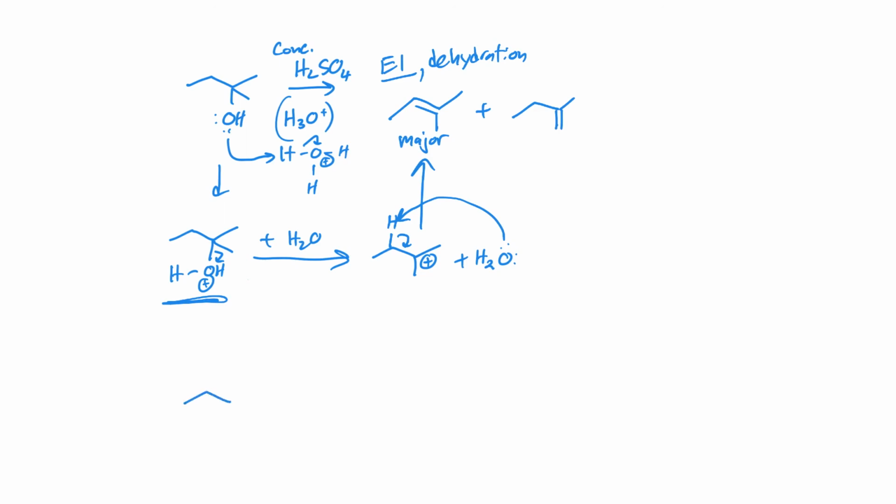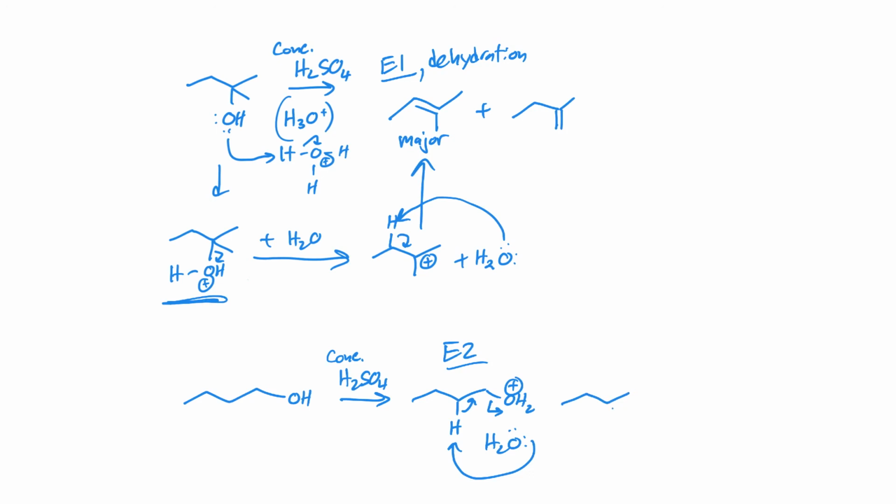We could also show this with a secondary or a primary alcohol, and in this case, we would protonate the alcohol, but it would not just leave, because that would leave us with a primary cation. So most likely, another bit of water present in the acid would steal the hydrogen, at the same time pushing off the leaving group, giving us an E2 process in this case, simply because of the identity of the substrate. And that would give us this alkene, this terminal alkene.